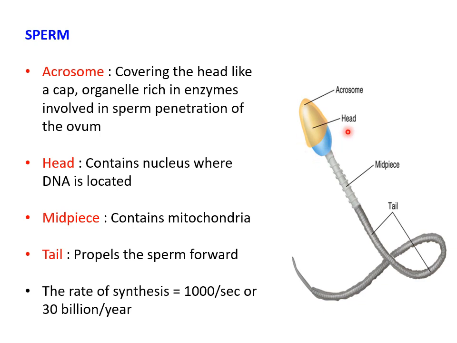The head contains nucleus where DNA is located. The midpiece contains mitochondria, and the tail is like a wave-like flagellum. It propels the sperm forward. The rate of synthesis of the sperm is about 1000 per second or 30 billion per year. Wow, that's a lot, right?